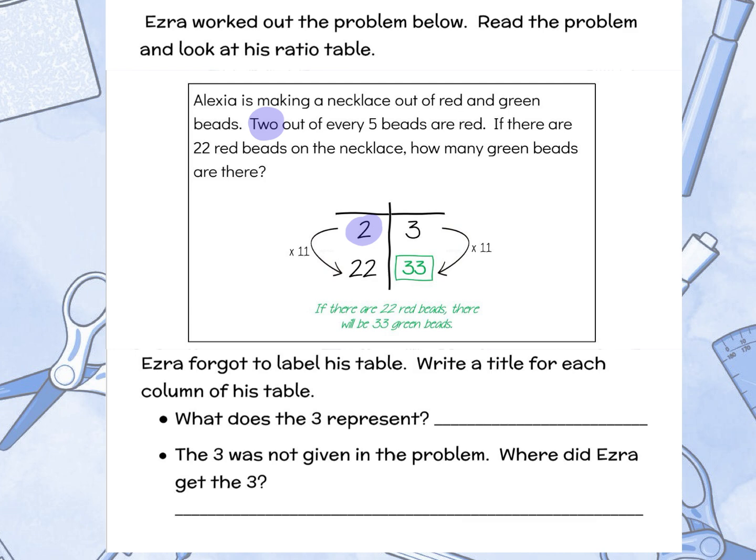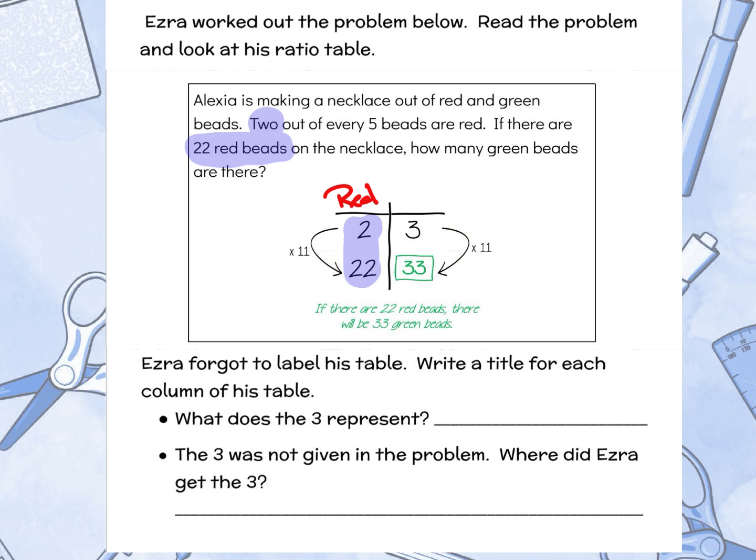We know, I know it must be the same thing as the 22, right? Because he put them in the same column. Okay, so if we go back to the problem, where's 22? It says if there are 22 red beads on the necklace. So what is this column representing? That's right, it is representing red beads.